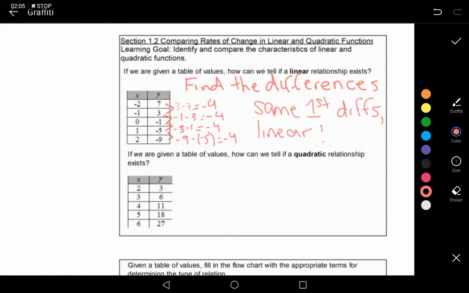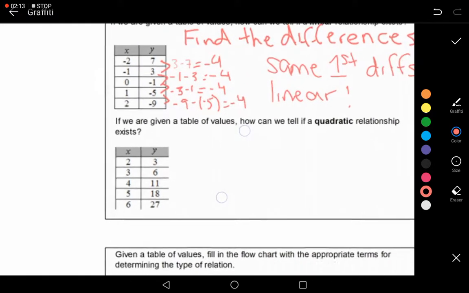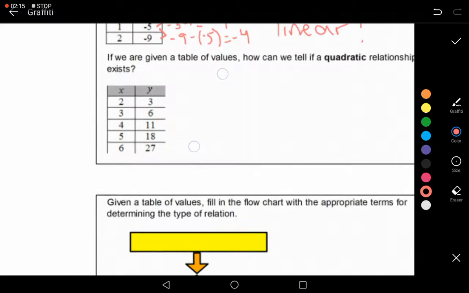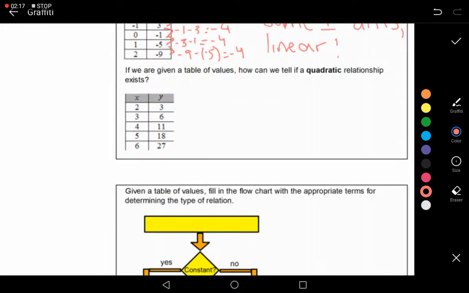If we are given a table of values, how can we determine if it's a quadratic relationship? That was linear, right? First differences are the same. For quadratic, we're going to do the same thing and find the differences. So we're going to start 6 minus 3, 11 minus 6, 18 minus 11, and 27 minus 18.